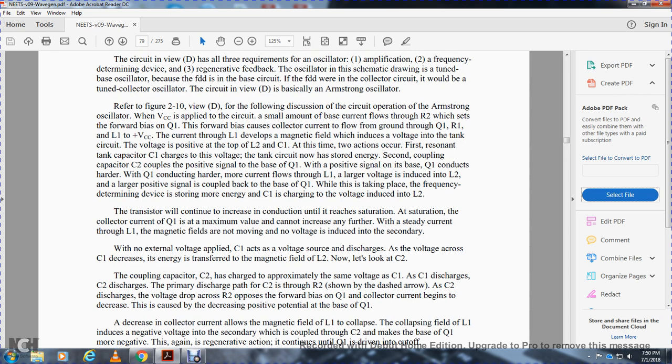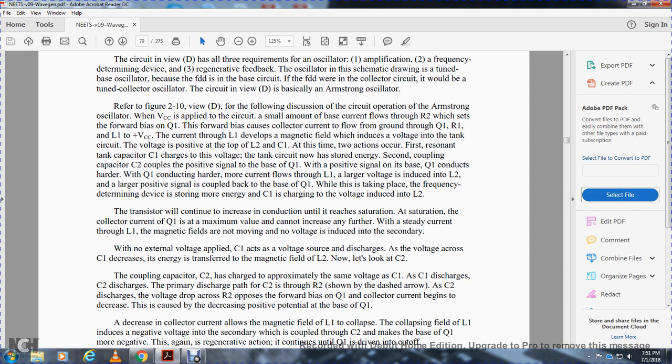When the collector voltage is applied to the circuit, a small amount of base current flows through resistor 2, which sets the forward bias of transistor 1. The forward-biased collector current flows from ground through transistor 1, resistor 1, and inductor 1 to the collector voltage supply. The current through inductor 1 develops a magnetic field, inducing a voltage in the tank circuit, with the voltage positive at the top of inductor 2 and capacitor 1.